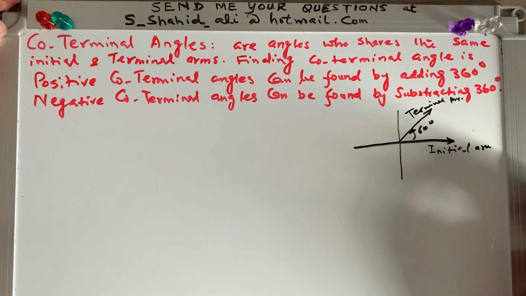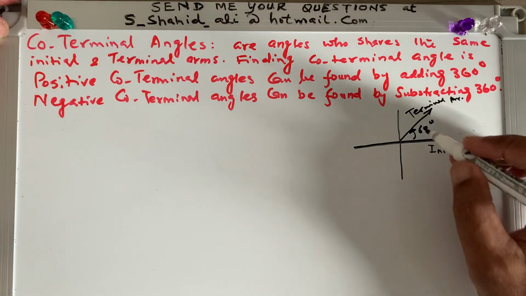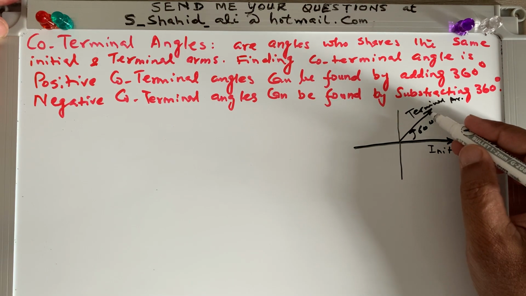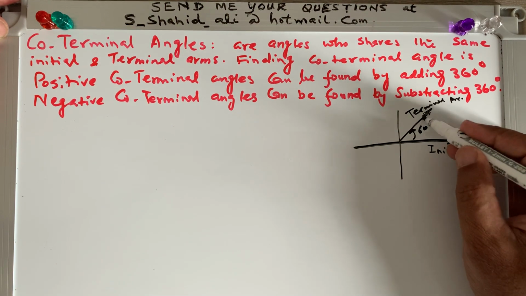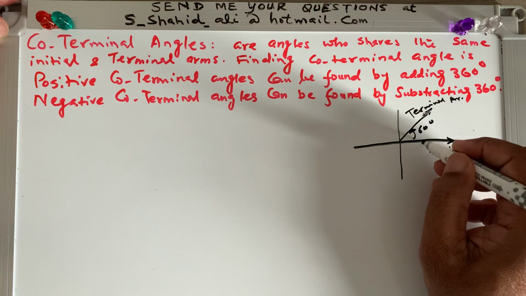A positive coterminal angle can be found by adding 360, right? And a negative coterminal angle can be found by subtracting 360. So that is easy, right? So we can see how. If this is my initial arm, this is my terminal arm, and this is my 60 degree angle, what is another coterminal angle?